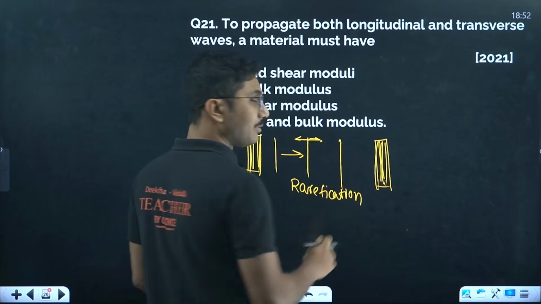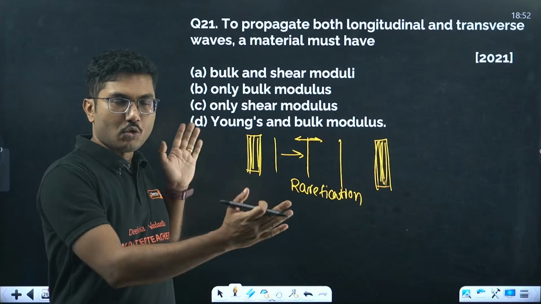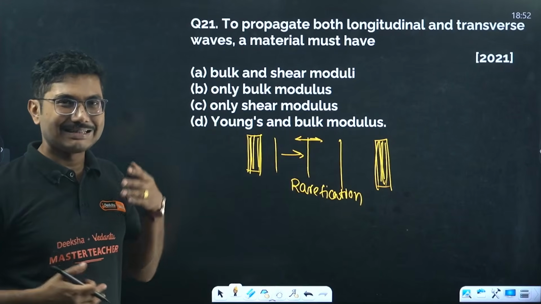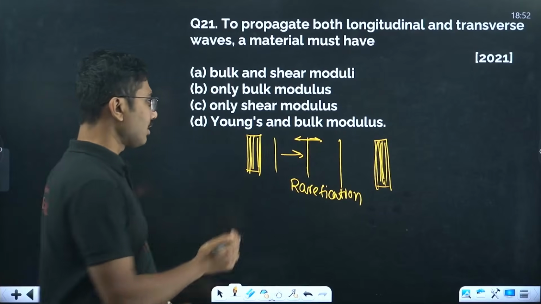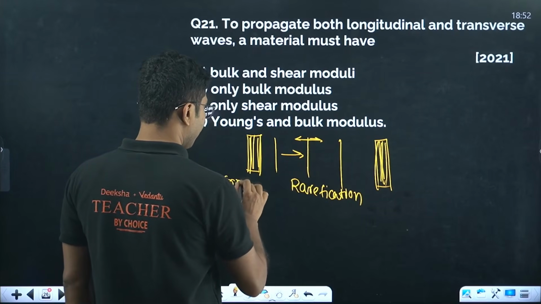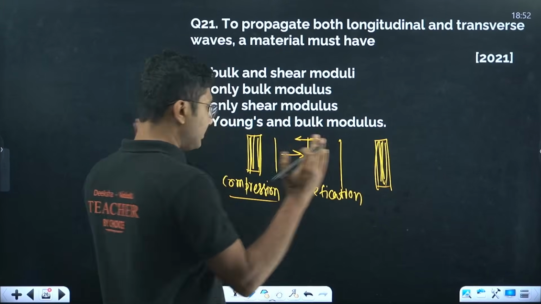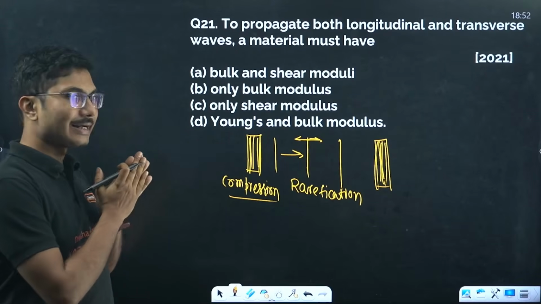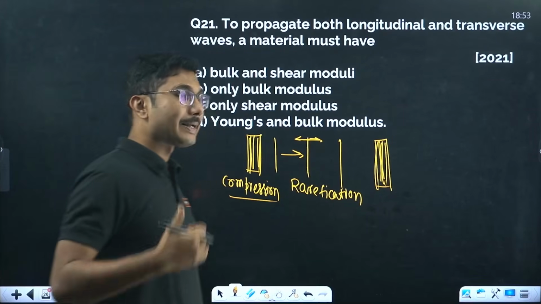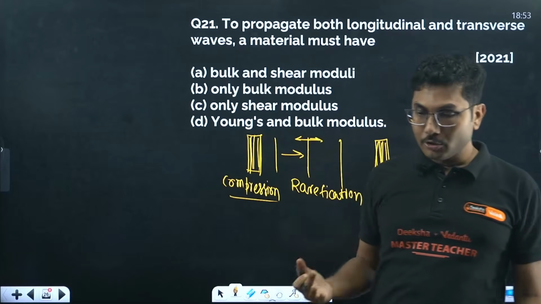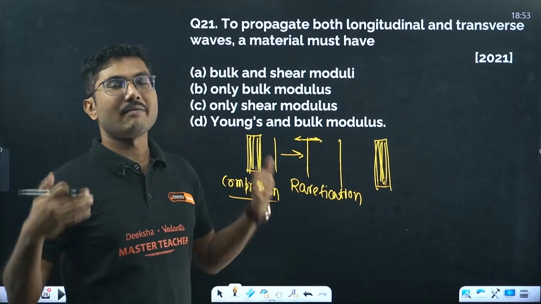Rare means not available easily. So rarefaction means they go further away, their distance increases, so they do not see each other regularly. That's why it is called rarefaction. And compression, as the name suggests, is when the gas molecules come closer. So the gas is compressing and expanding, compressing and expanding. That happens through volume, so volume can be compressed and expanded.